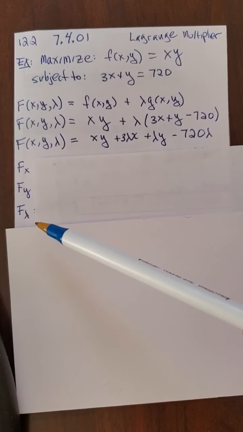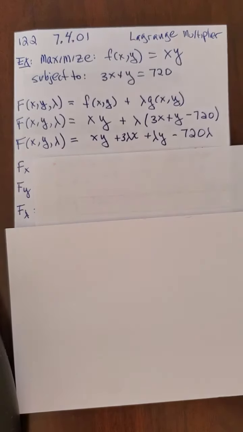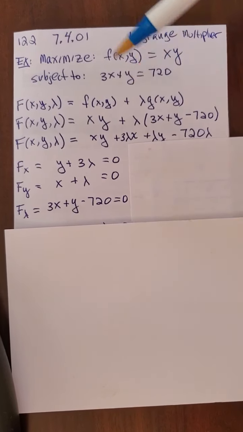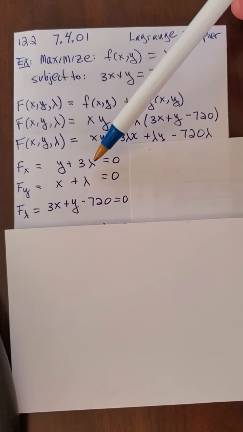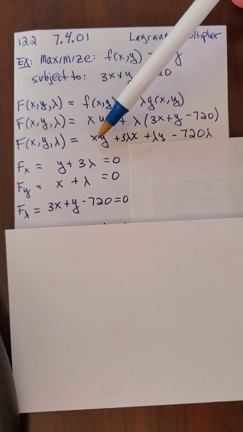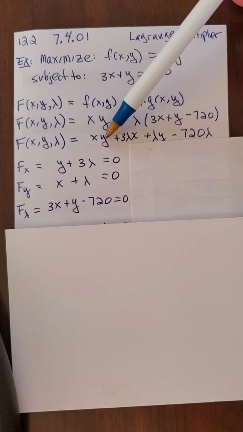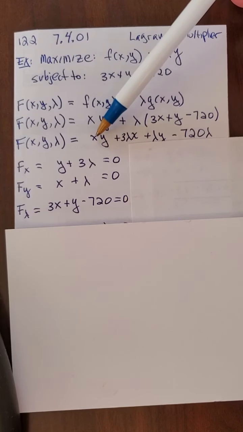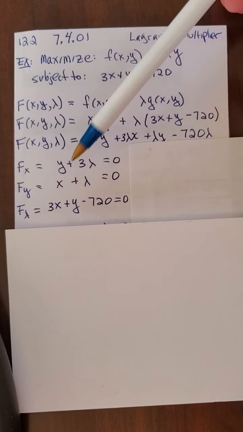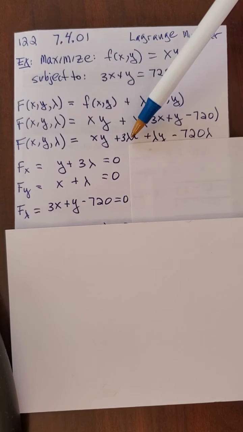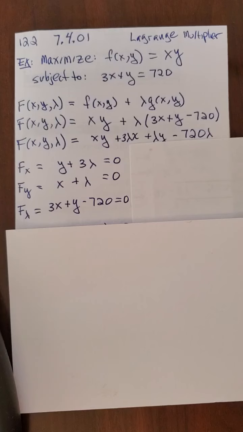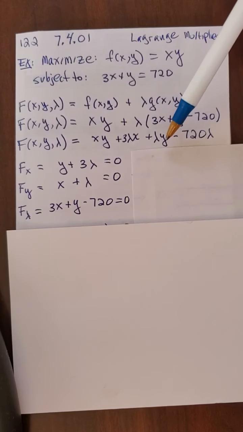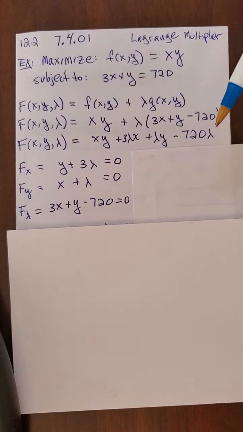I'm going to calculate each one, which is not that hard to do, and then we're going to set them all equal to 0. So f_x is y plus 3 lambda, because y is treated like a constant, so the derivative of a constant times x is just a constant, and here the 3 lambda is a constant. And these terms don't have any x's in them, so they're just constants. They all disappear.